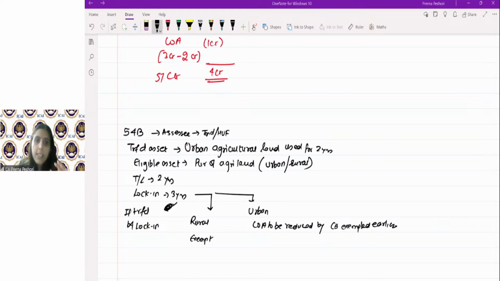So the assessee had purchased the land. It was not wholly owned by him. He had purchased in the joint name of him as well as his son. So his son was also the co-owner. So the question before the Punjab and Haryana High Court was whether the co-owned land can be eligible for exemption under 54B.